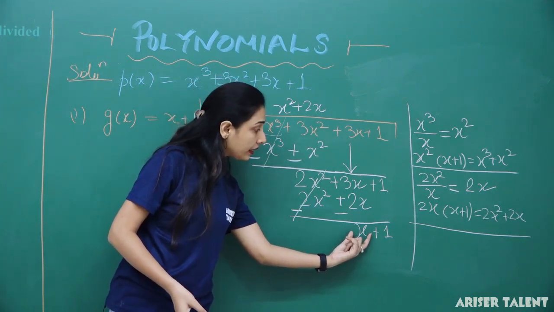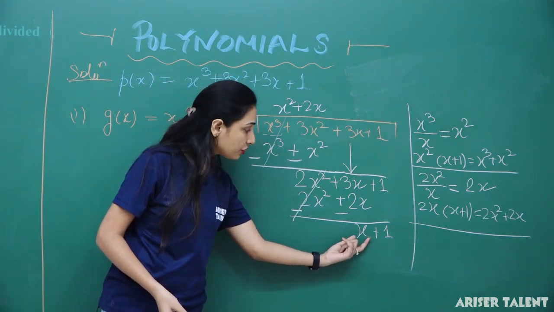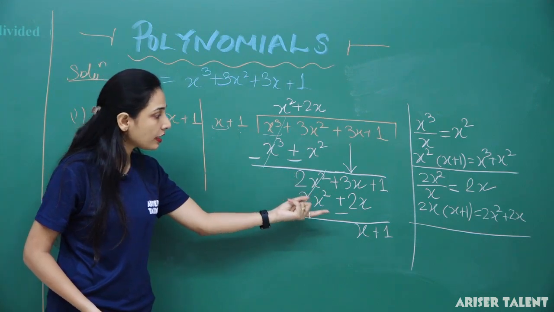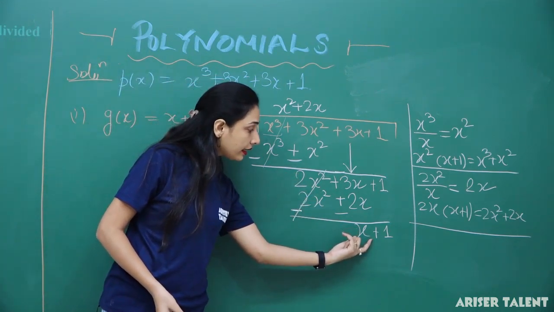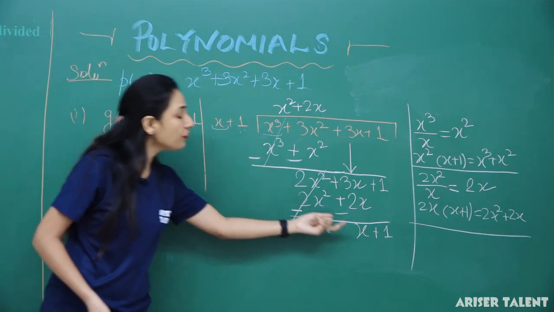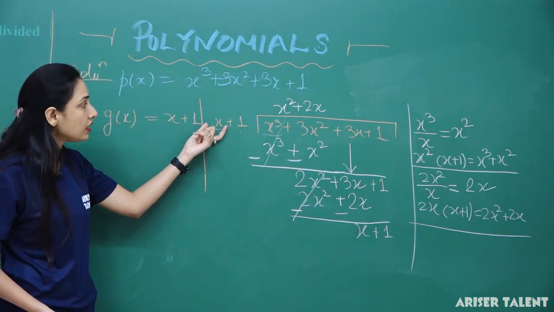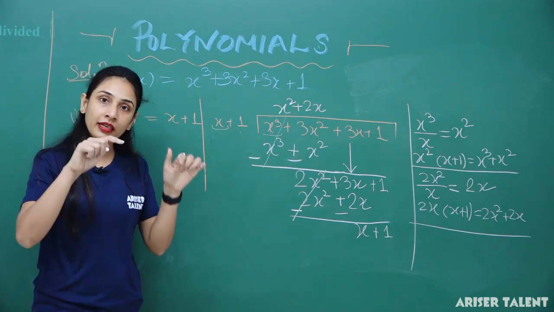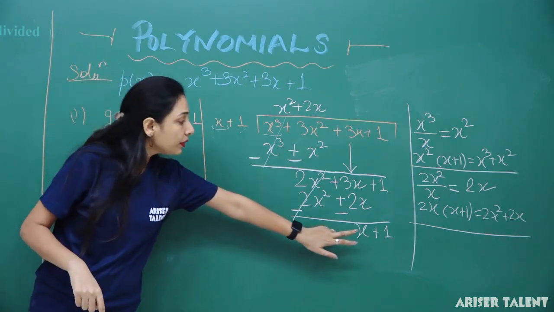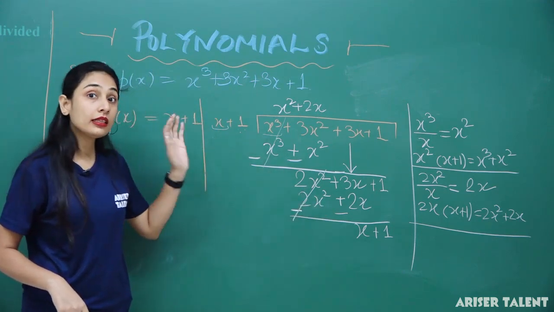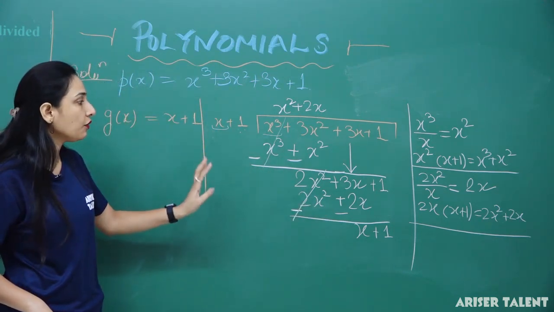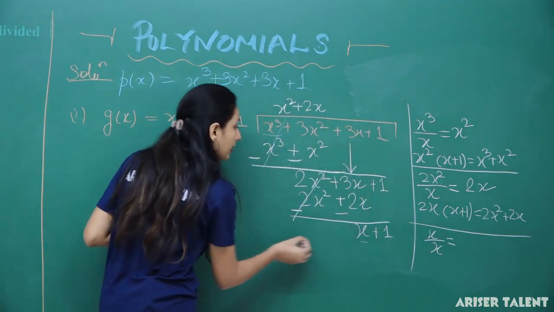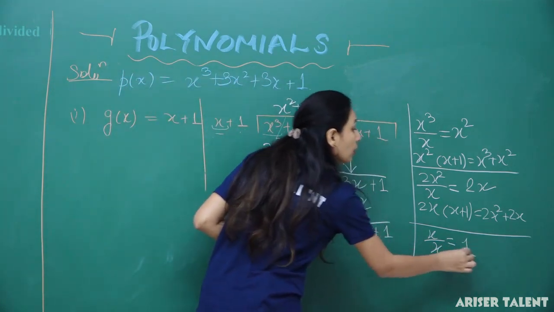Now every time your dividend is changing: in the first step your divisor will be this, in the second step your divisor will be this, in the third step your divisor will be this. Now the divisor's degree is 1, and the dividend's degree is also 1. These can be equal. The remainder's degree has to be smaller, but between divisor and dividend it may be equal also. So x and x here. When I divide x by x, the first term here and the first term here, I'll get just 1.